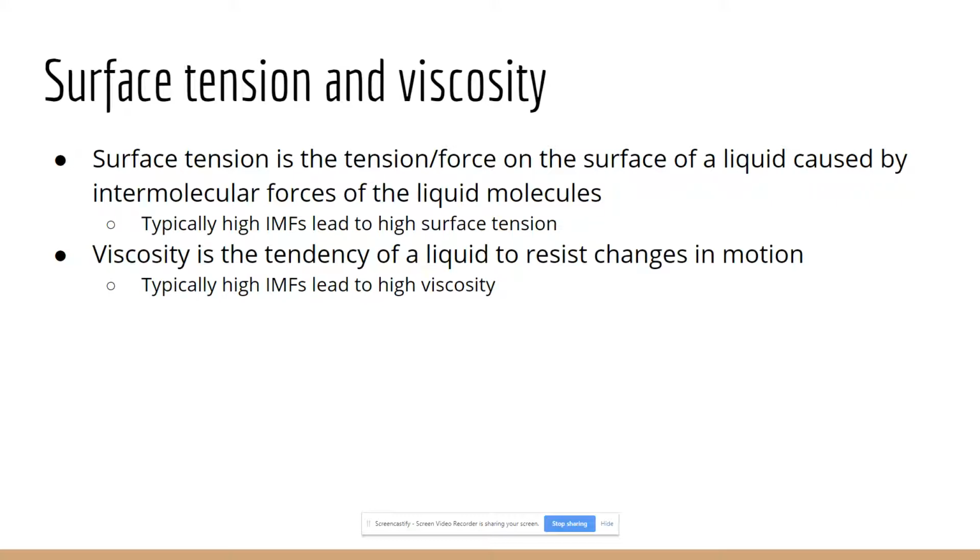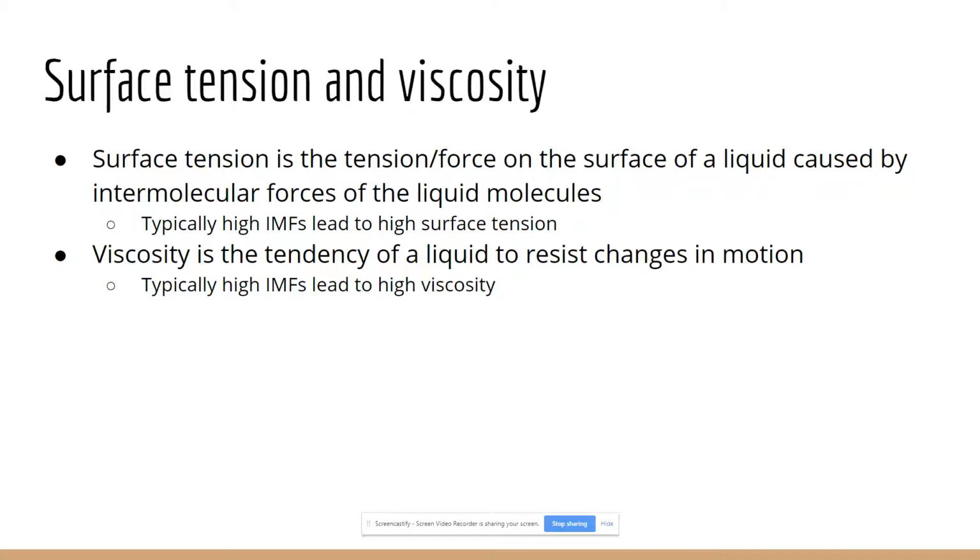Pause here. So these are just two other properties that are affected by intermolecular forces. So surface tension, this is something that you've seen if you've ever tried to put a bunch of water on top of a penny. That is the tension or force on the surface of a liquid that's caused by the intermolecular forces of those liquid molecules. Water is an example of that. Water tends to bead up. This is due to high intermolecular forces of that liquid.